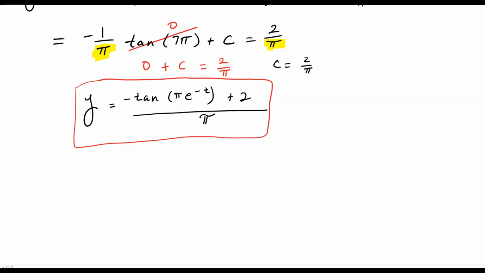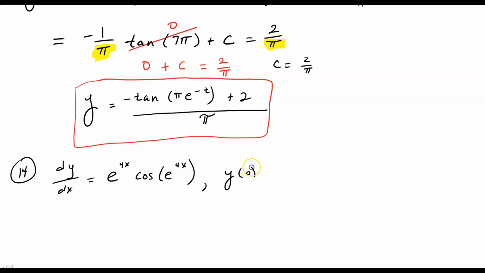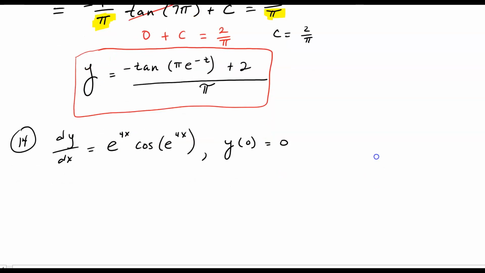All right, and I think we've got time for one last example. This next one's kind of nice as well. We'll call this one, I believe it's number 14. All right, what do we know about number 14? We know that dy dx is e to the 4x cosine of e to the 4x. All right, and the initial condition is that when you plug in 0, you get 0.